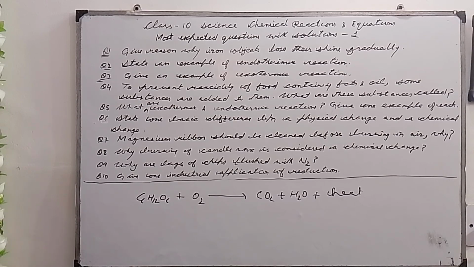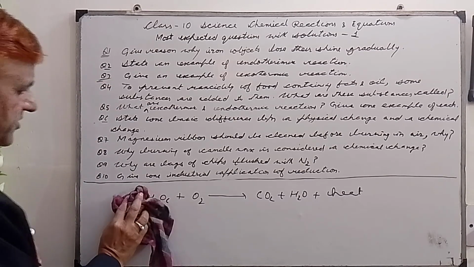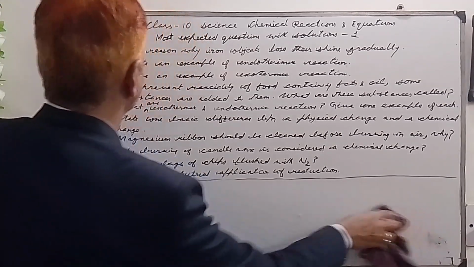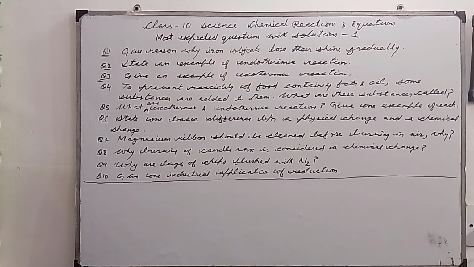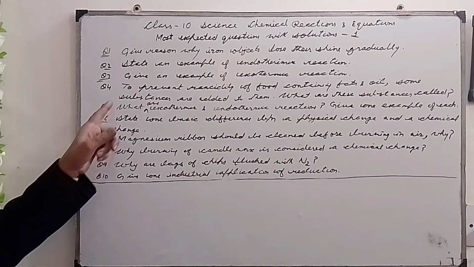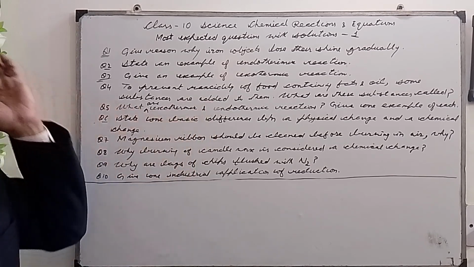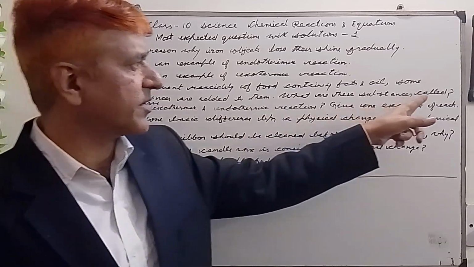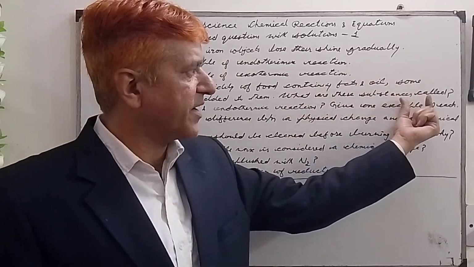I hope that you understood the answer of question number 3 also. Then we have question number 4. To prevent rancidity of food containing fats and oil, some substances are added to them. What are these substances called? These substances are called antioxidants.